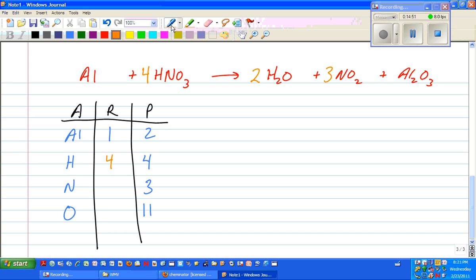So I've got 4 hydrogen, 4 nitrogen, 4 times 1, 4 times 1, and then 4 times 3 gives me 12 oxygens. Boy, those oxygens are stubborn.